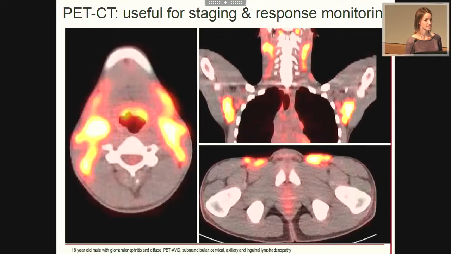And different from the CT imaging where you're trying to get a detailed look at the anatomy and the lymph node morphology and how big the lymph nodes are, this is actually showing you the metabolic activity.